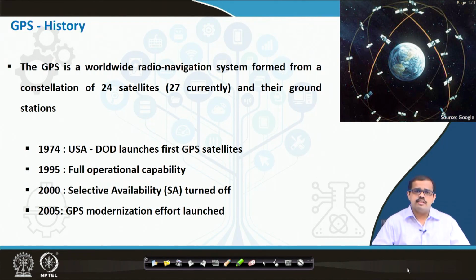GPS was first launched by the Department of Defense in 1974. It was fully operational by 1995. When I say fully operational, the entire 24 satellites were operational by 1995. Then they introduced a term called selective availability.